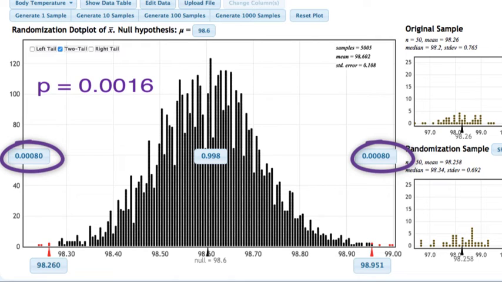If the null hypothesis were true, very few samples of n equals 50 would have a sample mean of 98.26 or more extreme. It's very unlikely that our sample came from a population with a mean of 98.6. In terms of hypothesis testing, we would reject the null hypothesis and conclude that the population mean is not equal to 98.6.